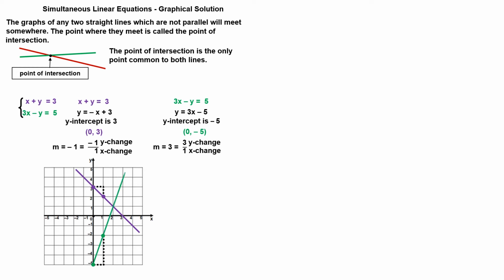Find the intersection point where the lines cross. These lines cross at the point (2, 1). This means the solution to this system is x is 2 and y is 1.